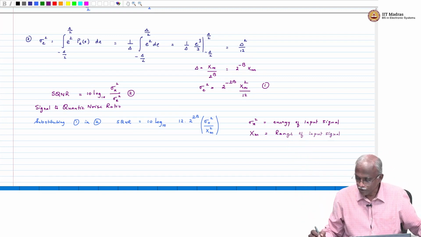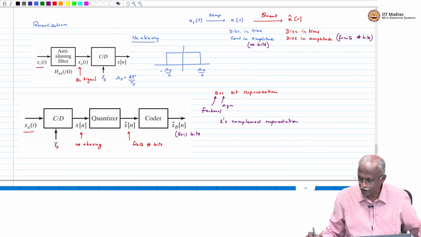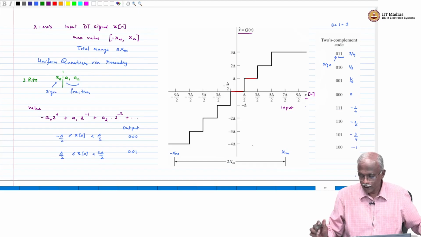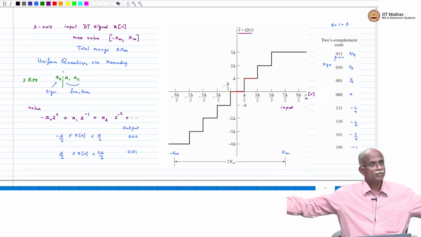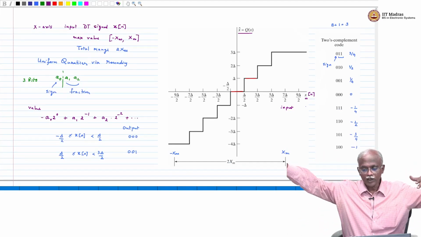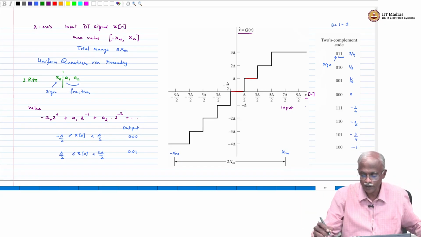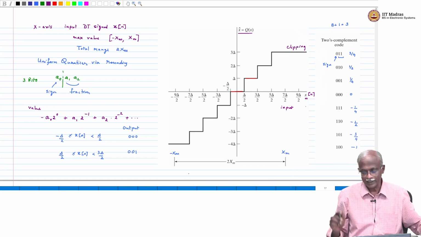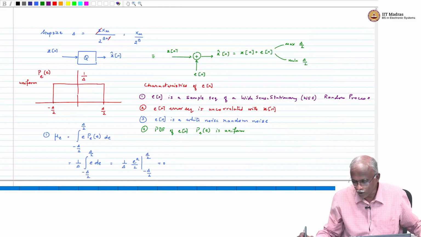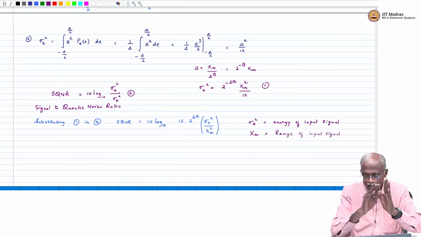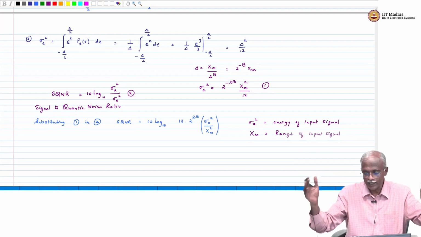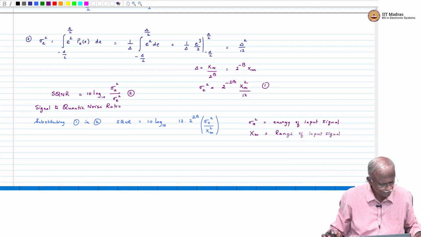Remember, when you go back and look at this particular figure, if you go beyond xm, you are going to get a constant value. This is known as clipping. Anything beyond this is called clipping. On the positive side there will be clipping, on the negative side there will be clipping. That is a type of distortion, and we do not want that distortion to come into play. So, we want the signal to be as much as possible within the range of plus xm to minus xm.